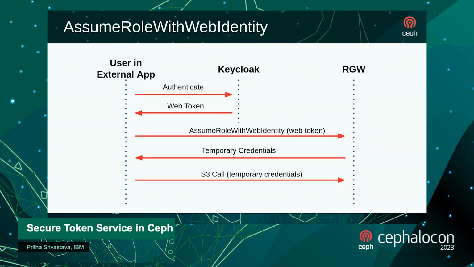So this is the flow of assume role with web identity. The user in an external app authenticates itself with Keycloak. It gets back a web token, which can either be an access token or an ID token. And then the user can invoke assume role with web identity using that ID token or access token and get back temporary credentials. And then later it can use those temporary credentials to make S3 calls to RGW.